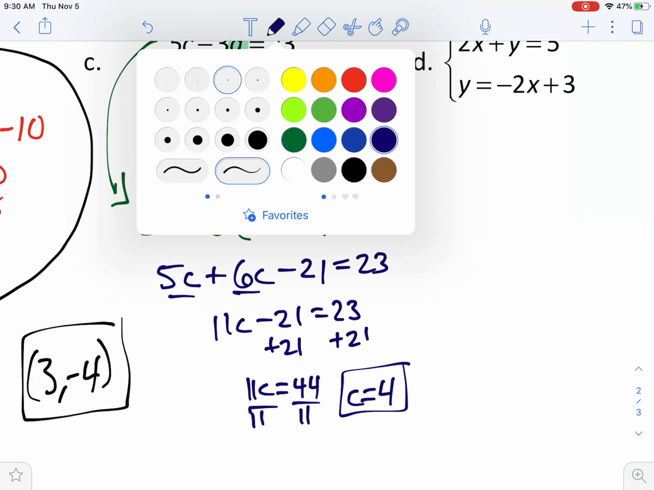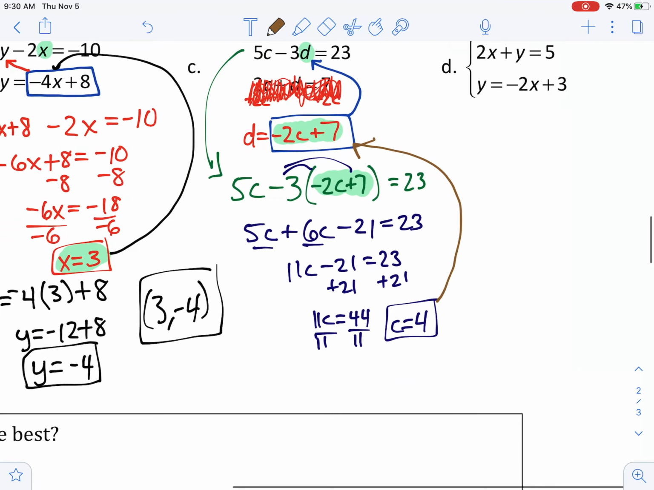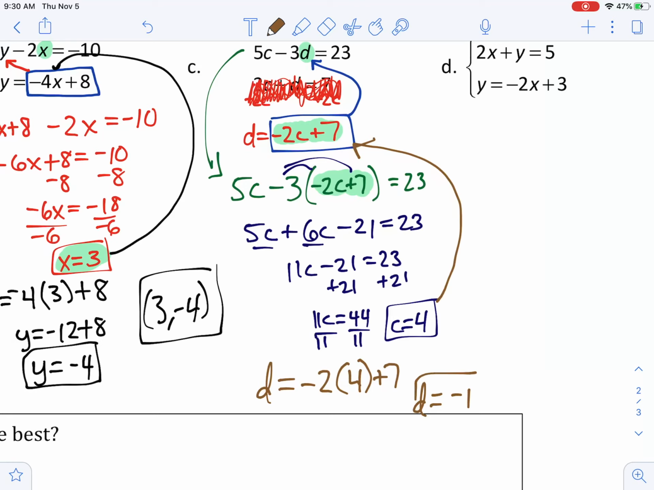And then as I've shown you previously, my trick personally is to take that value, and since I made the box, it reminds me to just plug it in the box. So what does d equal? Well, d equals negative 2 times my c, which really means d equals negative 8 plus 7, which is negative 1. So I get a c and a d of 4 and negative 1.